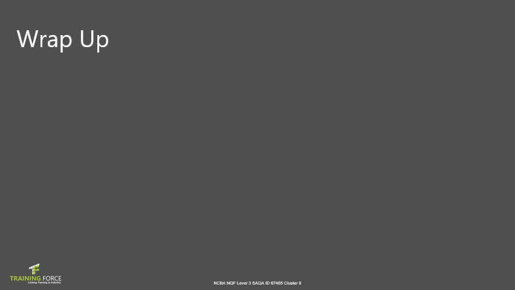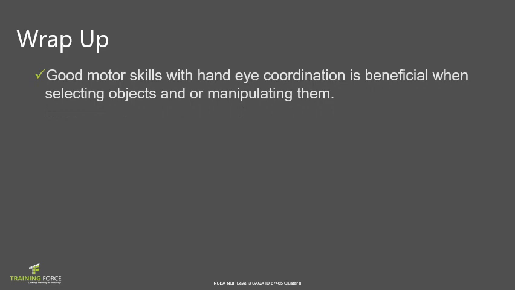That's a wrap for session 3. Let's take a look at what we've learned. Good motor skills with hand-eye coordination is beneficial when selecting objects and or manipulating them. Remember, don't just act as a clicking process, click, click, click, or undo. Rather go and see what went wrong so that you know what can go wrong, and you can fix it going forward.